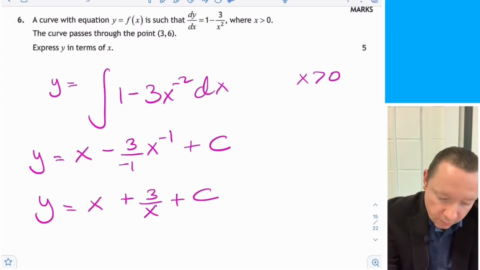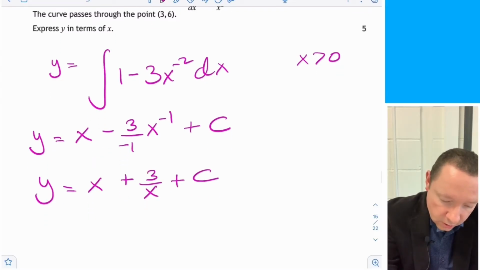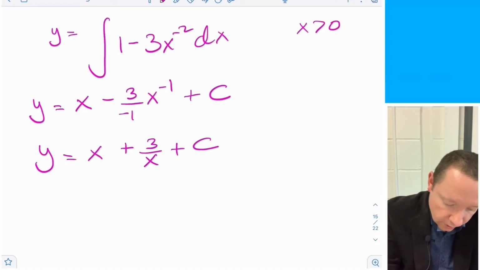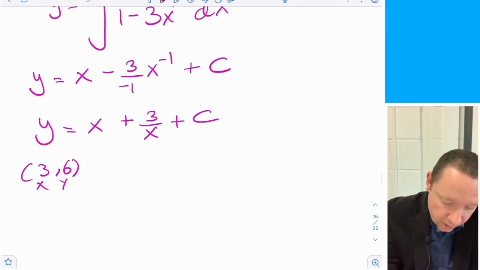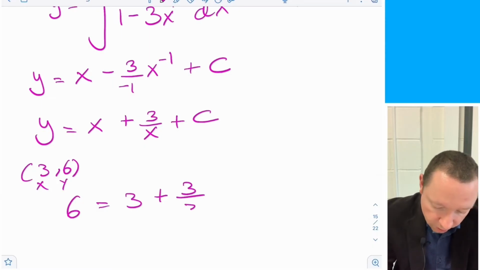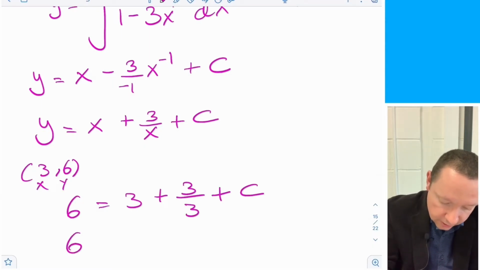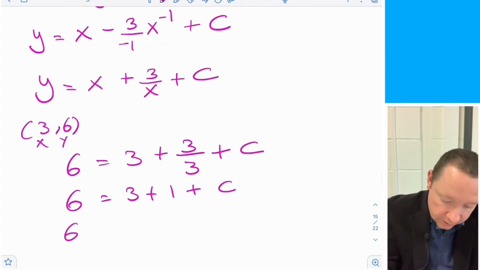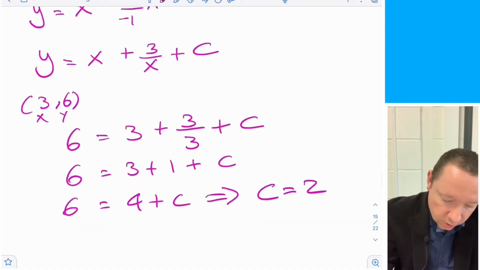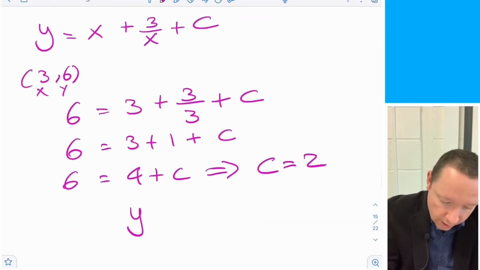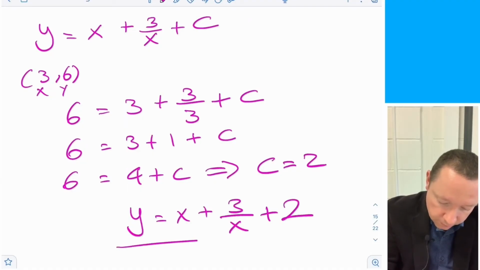So we're going to have to work out c, but we're given a point 3, 6. So we can just substitute that in. So at 3, 6, that's our x and that's our y, remember. So 6 equals 3 plus 3 over 3 plus c. 6 equals 3 plus 1 plus c. 6 equals 4 plus c. So it's easy to see that c must be 2. So to answer the question, y equals x plus 3 over x plus 2.